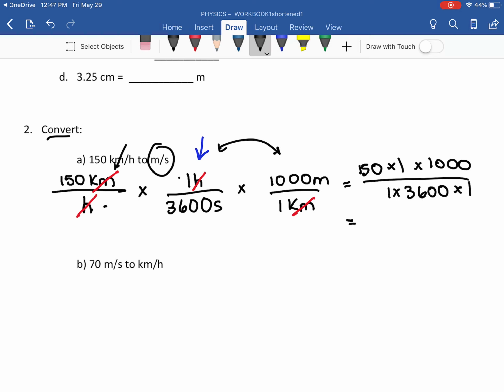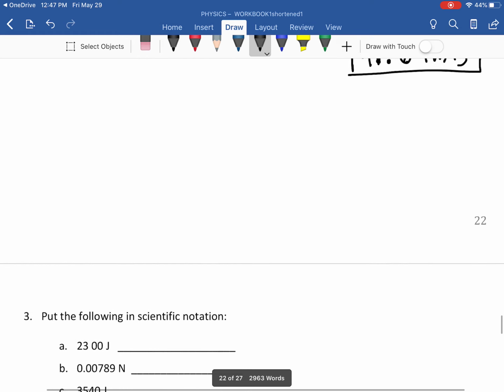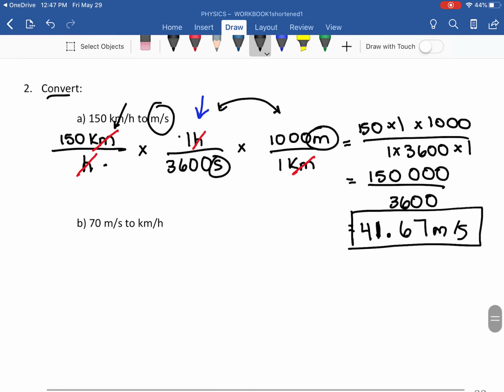1. I multiply out the tops and I multiply out the bottoms. So 150 times 1,000, obviously that's 150,000 divided by 3,600 leaves me with 41.6, and I'm going to round off 67, and the units I had left was meters per second. All right, so that was just a quick refresher of those conversions. Okay, I'm going to move on. Sorry, I'll leave that up for a second.